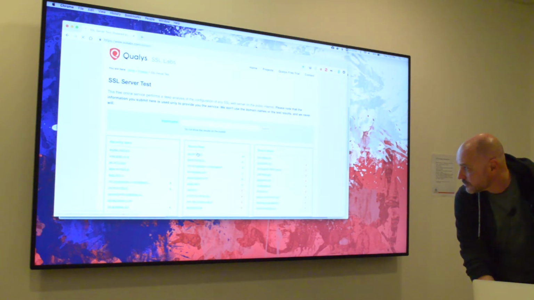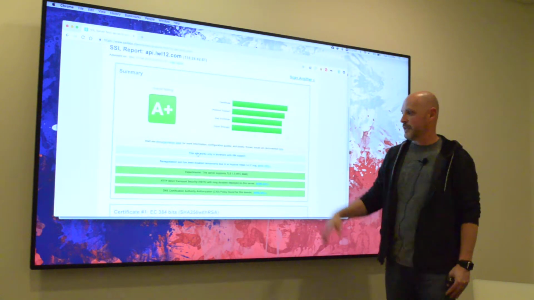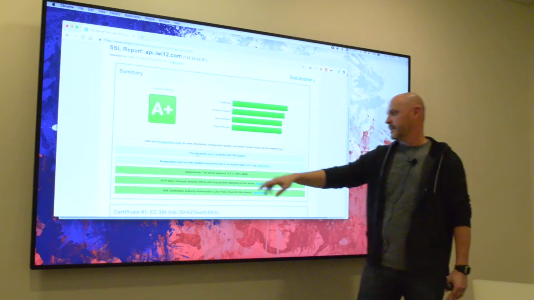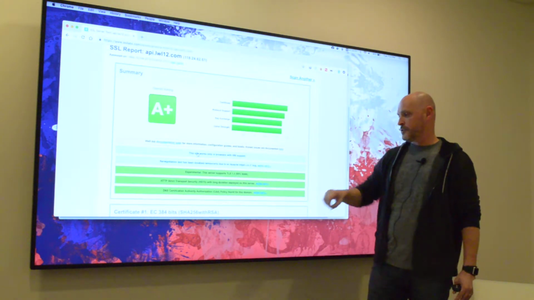Let's just go with this one here. I don't care. All right. So it's giving it an A+ rating. It's saying, okay, the server supports TLS 1.3, right?